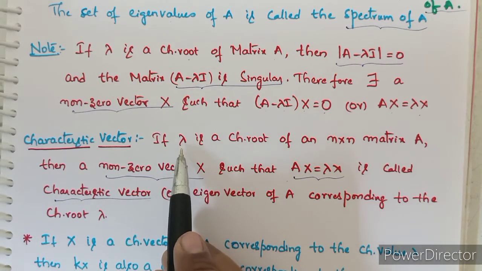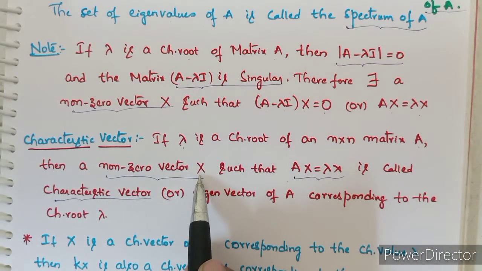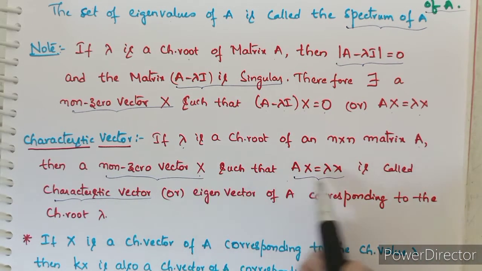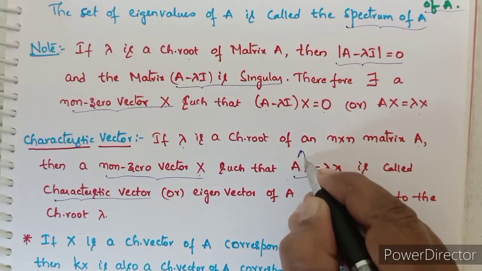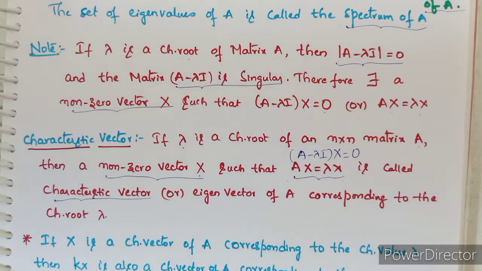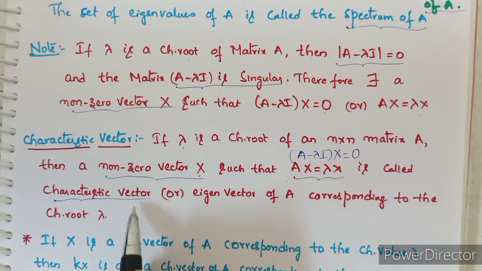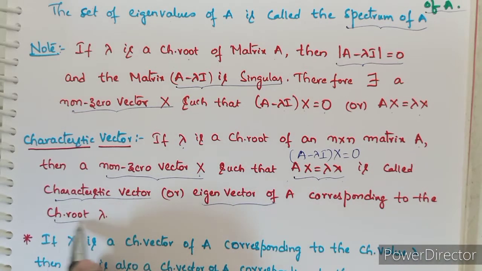If lambda is a characteristic root of matrix A, then there exists a non-zero vector X such that AX is equal to lambda X, or (A minus lambda I) X equal to the null matrix. Then that non-zero vector is called a characteristic vector or eigenvector. We can call it any name, characteristic vector or eigenvector of A corresponding to the characteristic root lambda.